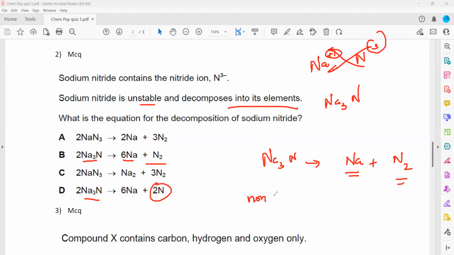So whenever you have a non-metal, how should it exist? It should exist as a molecule. When there is a metal, it should exist as an atom. That's why B is the right answer for this.